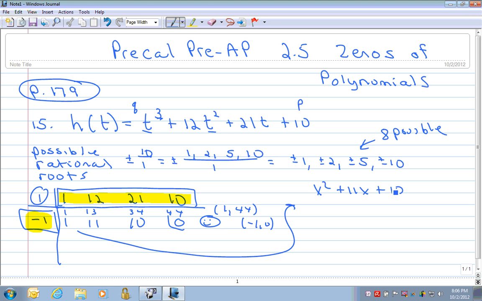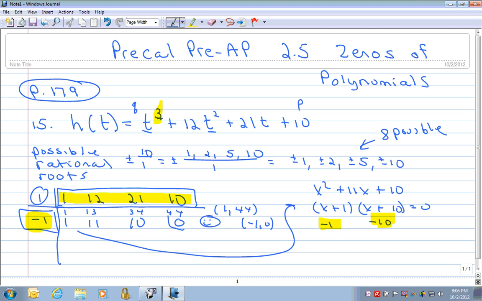Now, could we factor that and get our other solutions? Let's think about that. 2 and 10, that's not going to give us 11. 1 and 10, though, would. So let's try that. So if we do that, we would have x and x. We'd have 1 and 10, positive and positive, equal to 0. So our solutions here would be negative 1 and negative 10. So our other two solutions, and we would have three solutions because we had a cubic. We had a third degree polynomial.